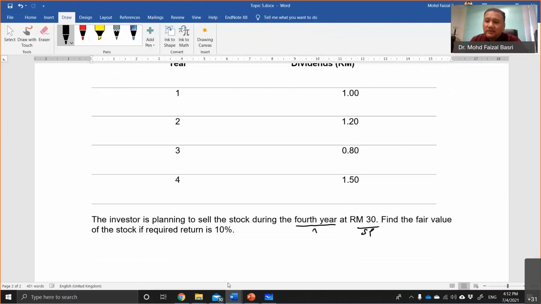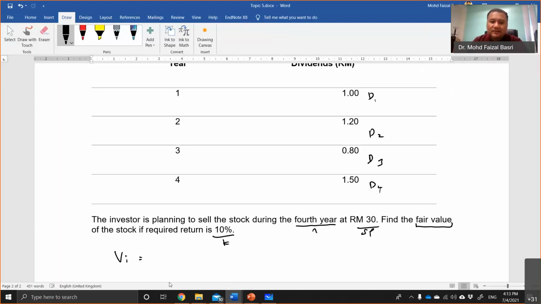Here they use the term fair value. Remember, fair value is also known as intrinsic value. And this is the K, 10%. Therefore, we have all the information. This is your D1, D2, D3, and this is your D4, consistent with years 1, 2, 3, 4 again, and the N is 4 as well. So we know this 30 ringgit will be the selling price during the 4th year. So substitute this in the formula.